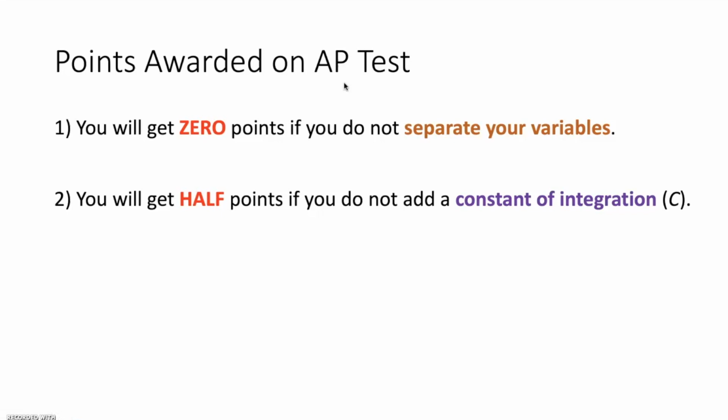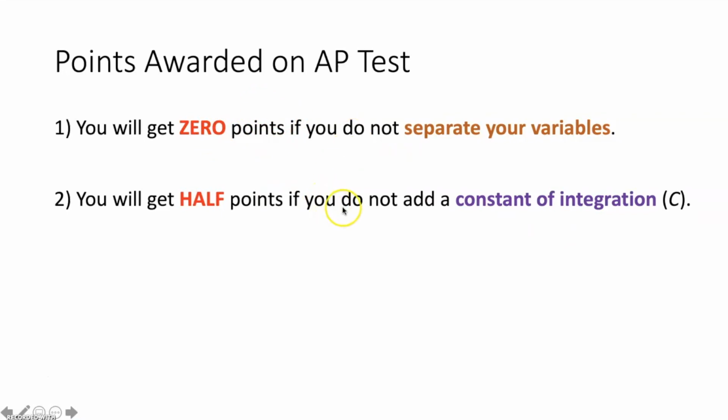In questions that ask you to find the particular or general solution to a differential equation, you will get 0 points if you do not separate the variables. I've been saying this whole chapter, trying to instill this in you. You must separate the variables. It's the most important step. If you don't do that, you will get 0 credit for this question on the AP test.